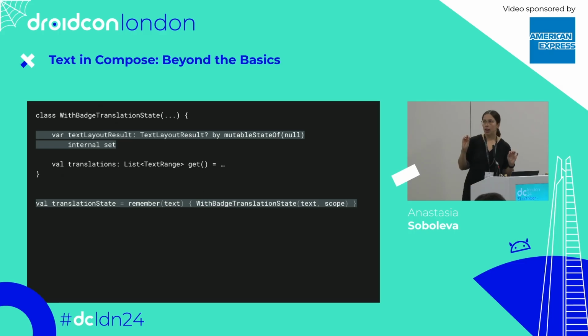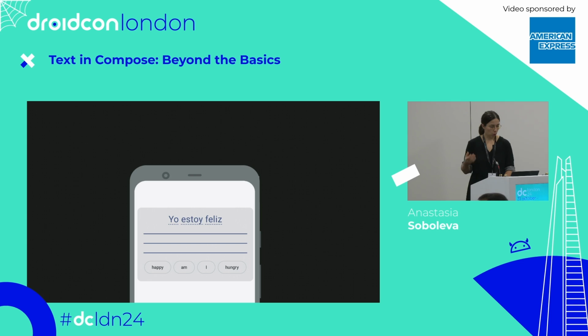But it's important to note that if you only need to use this text layout result for drawing, then you will not get this 1 frame delay anymore, because the drawing phase happens after the first measure happened. So in that case, you will not get a 1 frame delay. Here, this is the same app, different example. Say you want to draw these custom underlines.